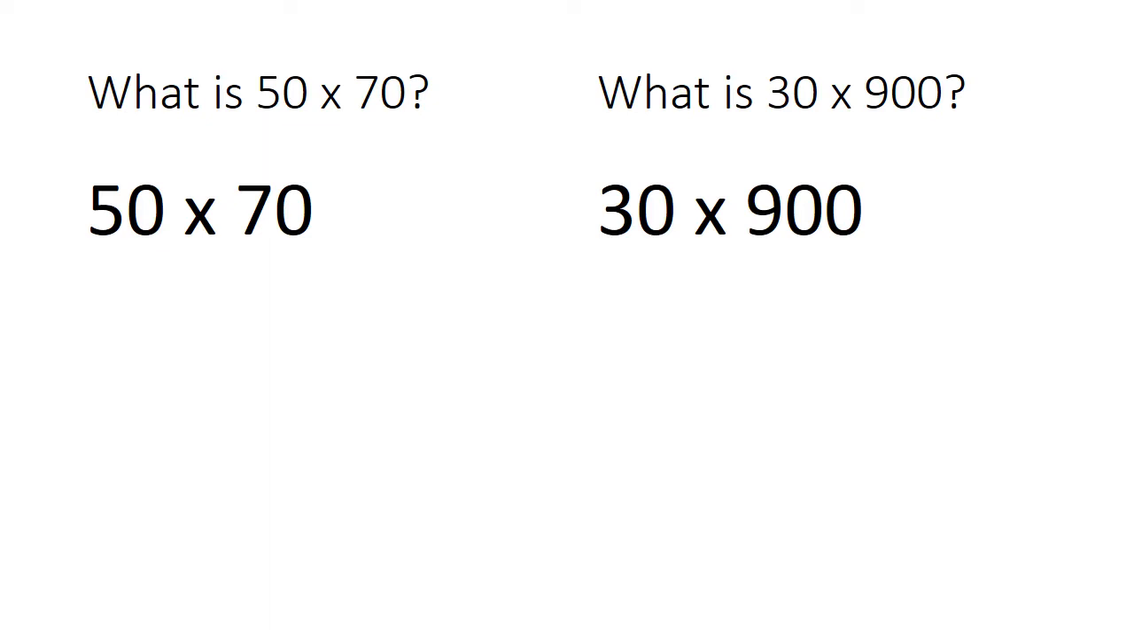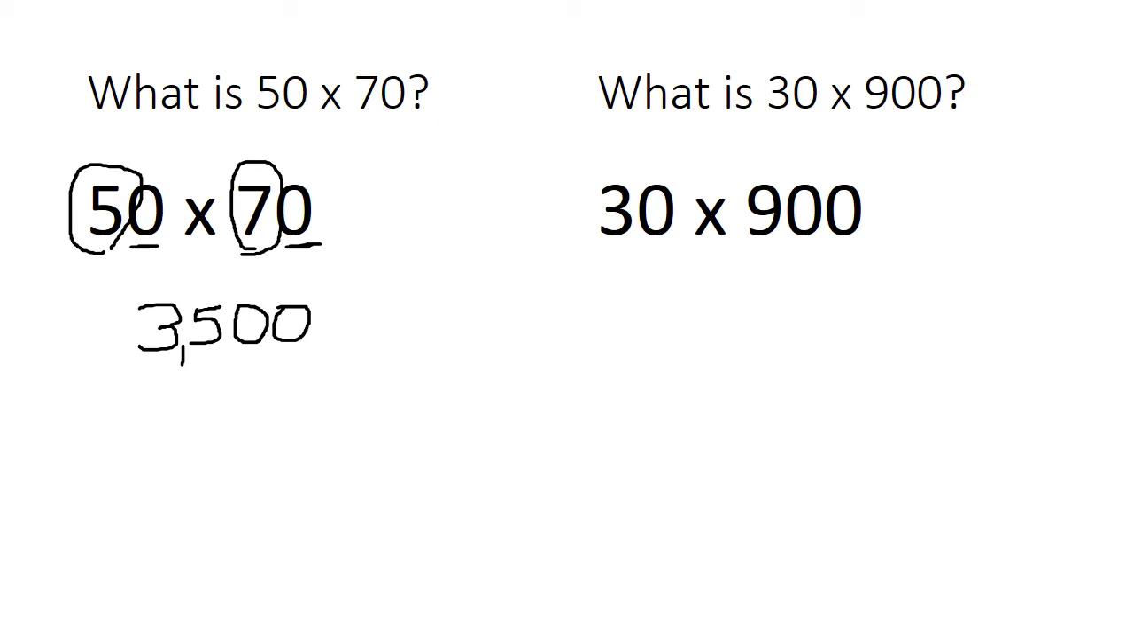Don't get scared if you have both factors with a 0, because it's the same strategy. You multiply the important digits. In this case, 5 times 7 is 35. And then look at your factors. You have 1 0 in this one and you have another 0 in this one. So you have 2 zeros. So we're going to add 2 zeros at the end of this digit. 1, 2, 3, skip. My answer will be 3,500.